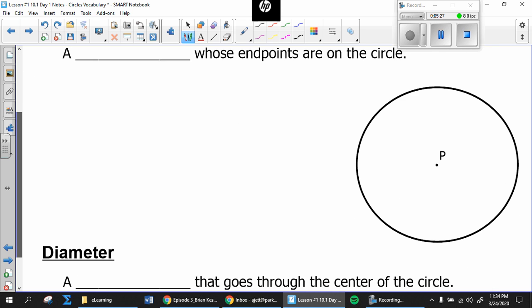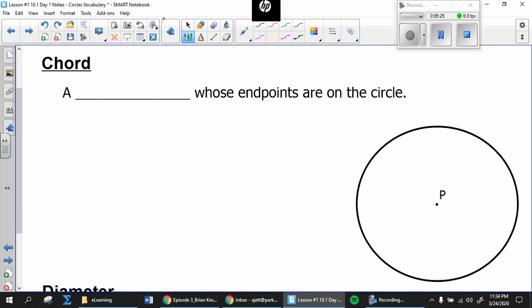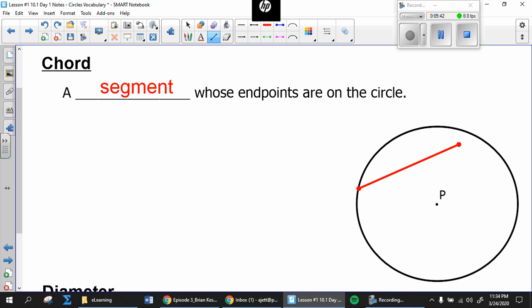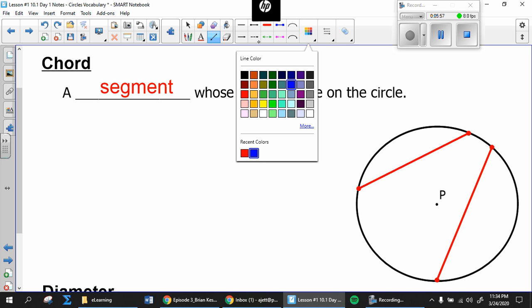A chord. Okay, a chord is a new one. So that is again a segment. It has two endpoints, but the endpoints are both on the circle. What I mean by that is you have this segment where it has an endpoint and an endpoint. So that would be a chord. So again, we have multiple different chords within this one circle here.